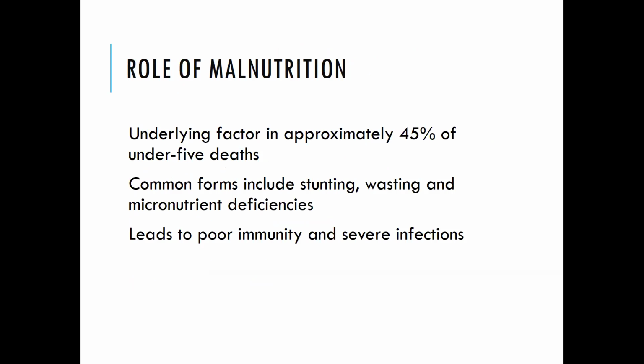So now we will discuss the role of malnutrition in the deaths of infants and children. Malnutrition is the underlying factor in approximately 45% of the under 5 deaths, and the common forms include stunting, wasting, and micronutrient deficiencies. And the malnutrition leads to poor immunity and severe infections.